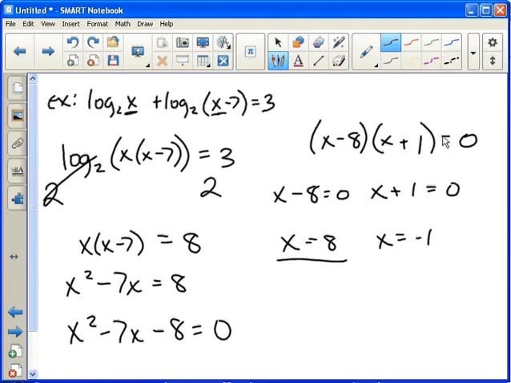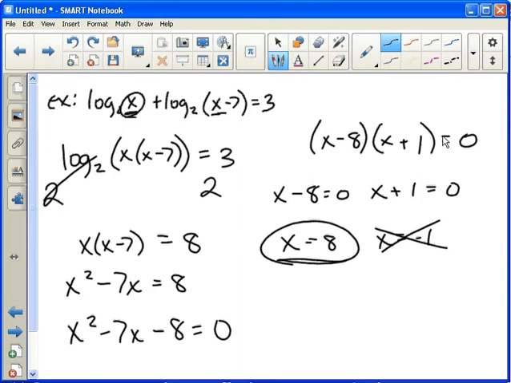But negative 1, if I plug it in right here for x, gives me the log of a negative number, which I can't do. I can't do the log of 0 or any negative numbers, so I have to throw that answer out. And I just use x equals 8. So it's a good practice to check all the time, but particularly if you get two answers, you need to check them both and see if they work back in the original, because you cannot log a negative number.